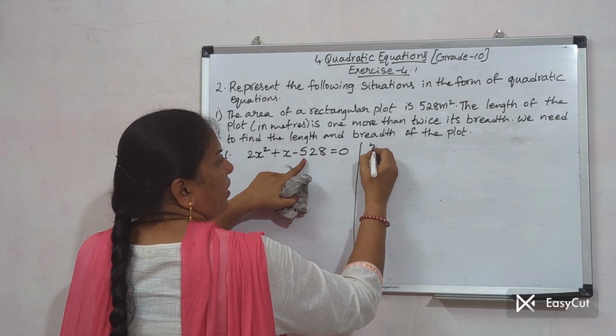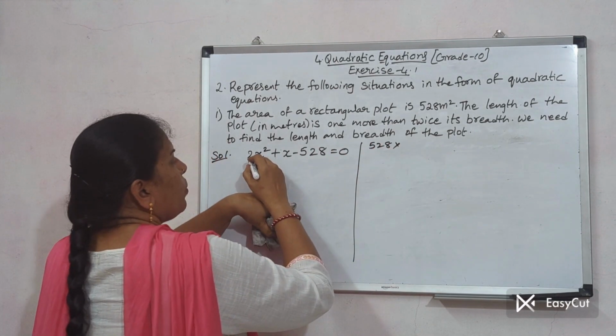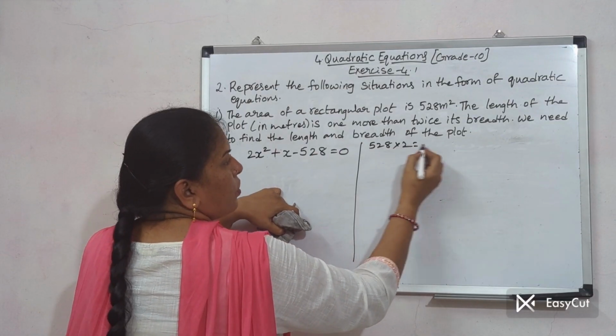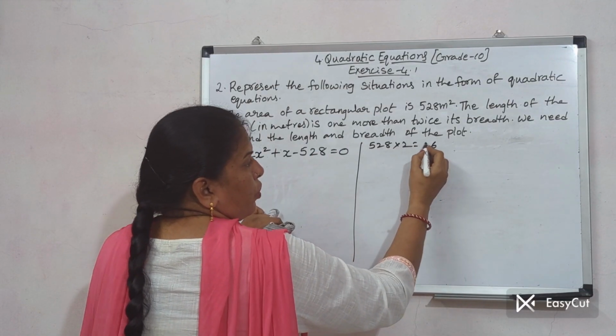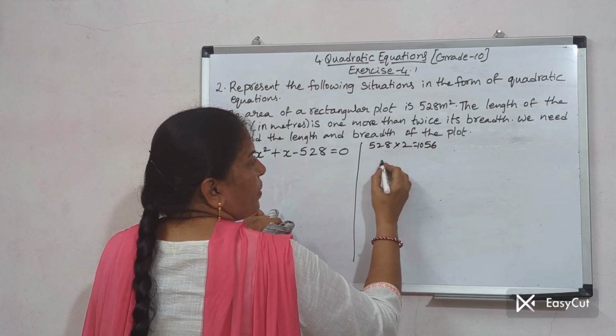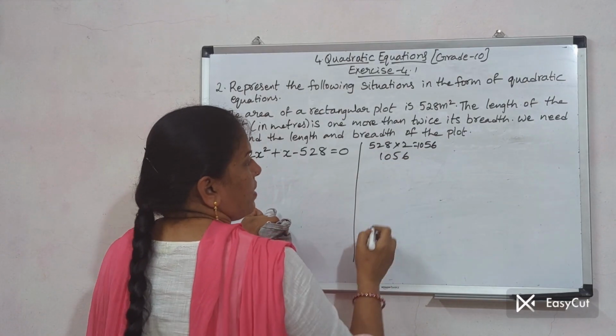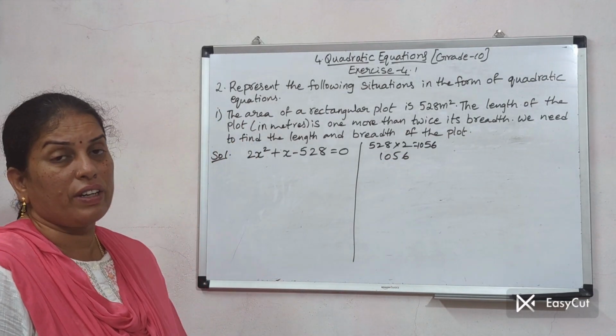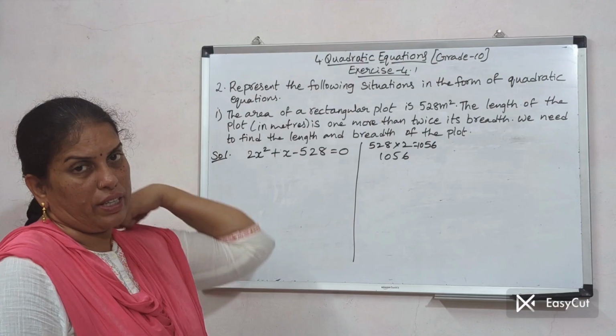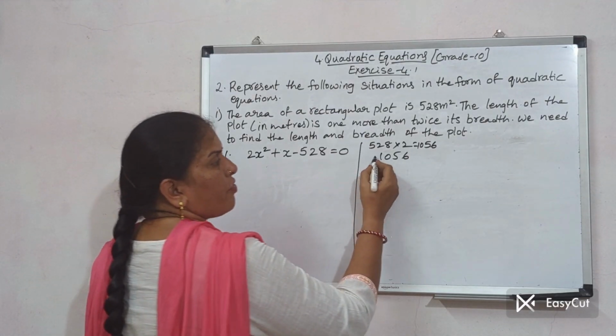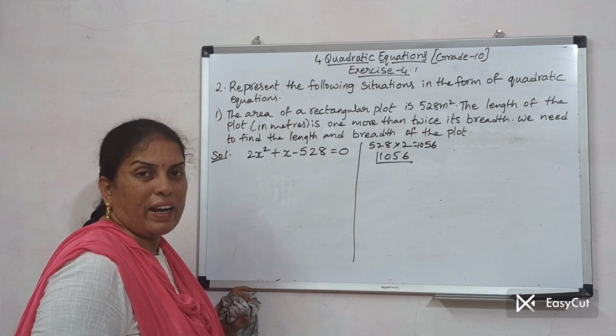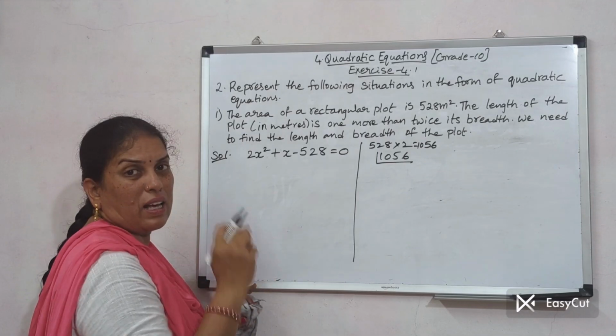2 into 528. 528 into 2 is equal to 1056. We must find out the factors for 1056. See, very easy. Find out the prime factorization. You must get 1 as answer.